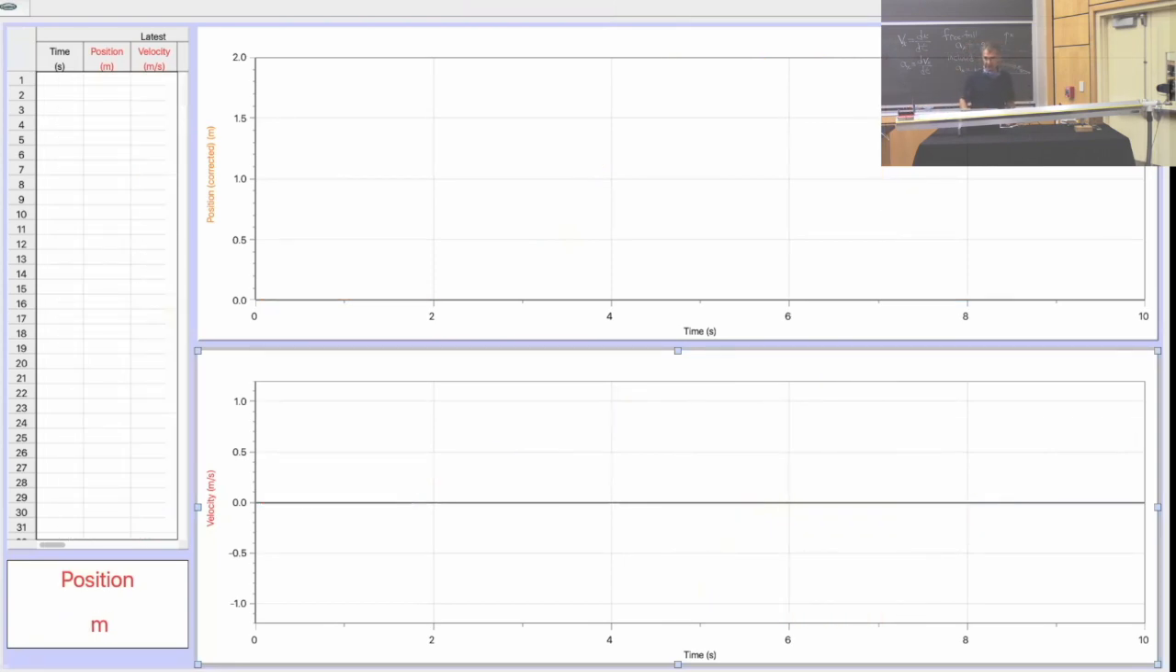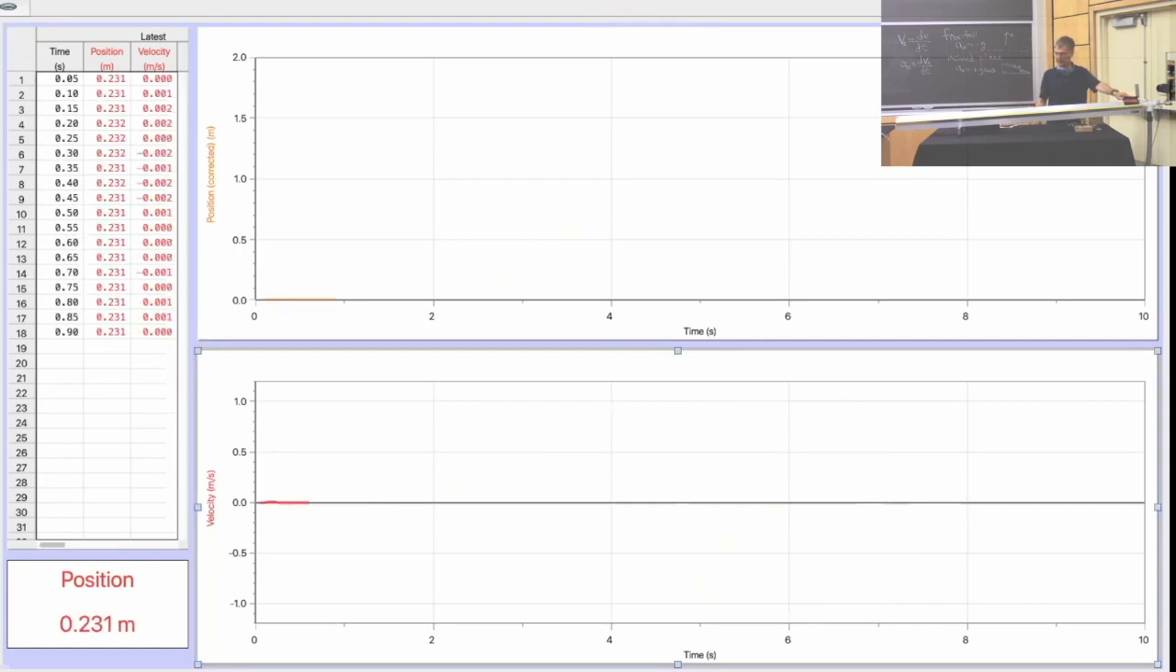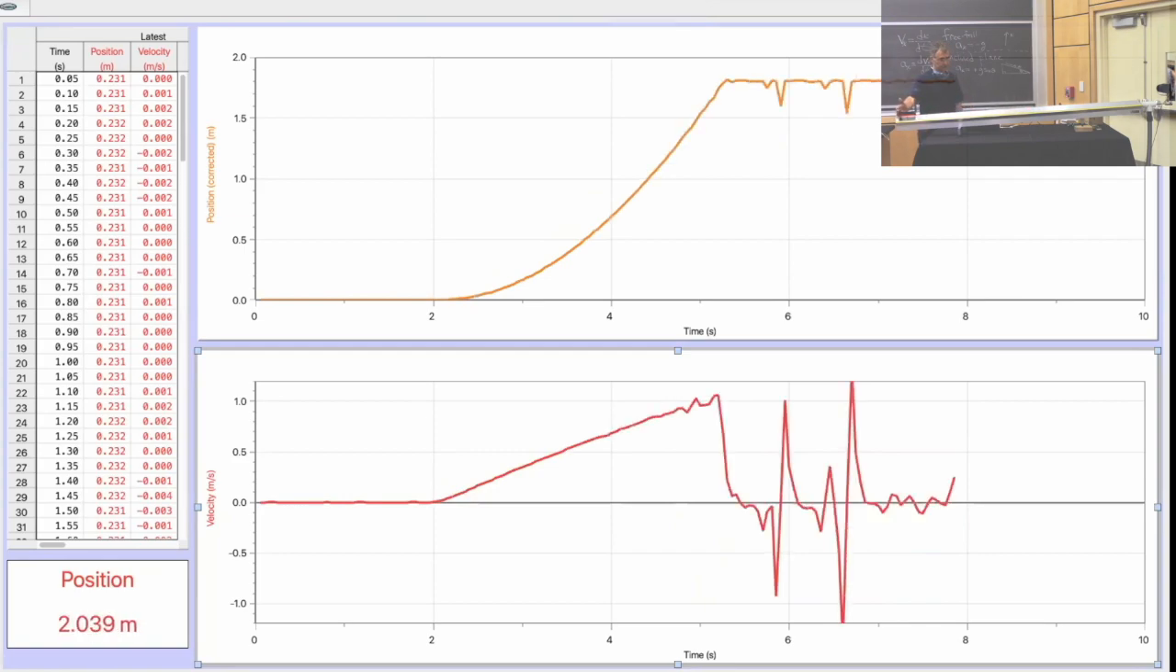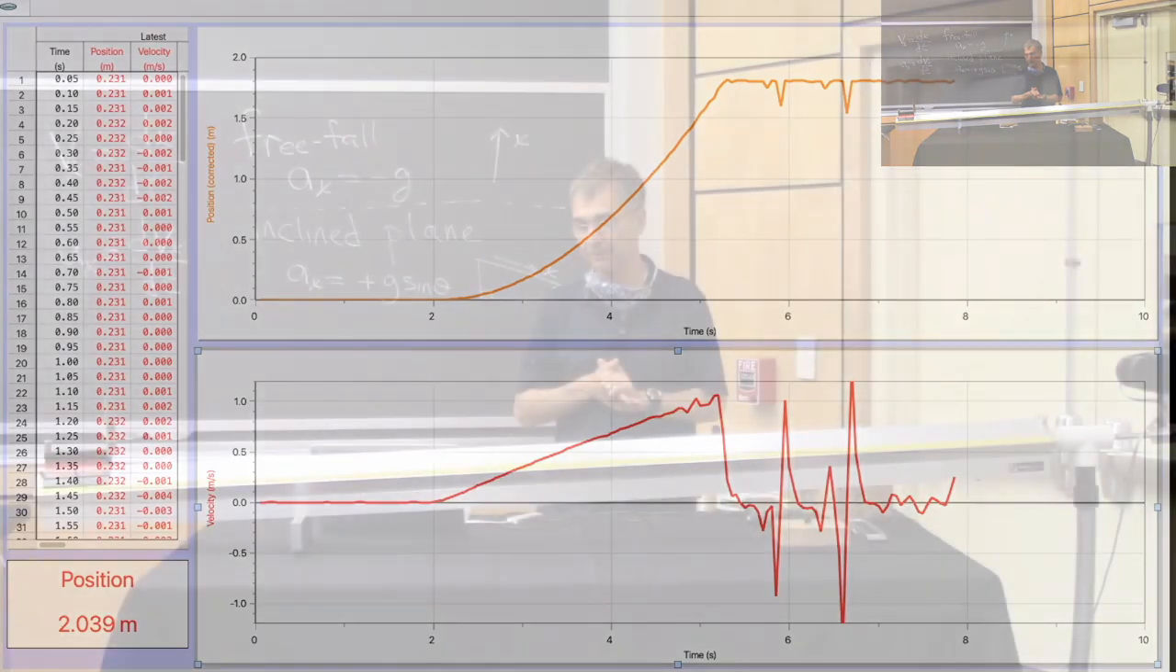So we have things set up in such a way that this is x equals 0. Then we get down to the bottom end of the track, and it's approximately x equals plus 2 meters. And then we're making graphs of the position versus time and the velocity versus time. So that's the x coordinate, which is 0 up here, and it gets bigger and bigger, and it's about 2 meters here. And then there's the x component of velocity. So that's dx by dt.